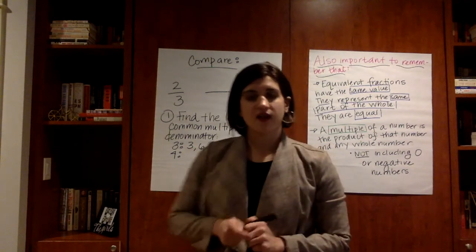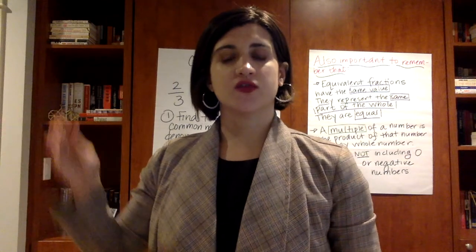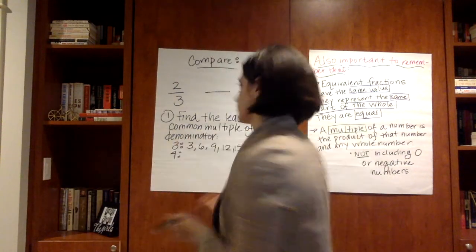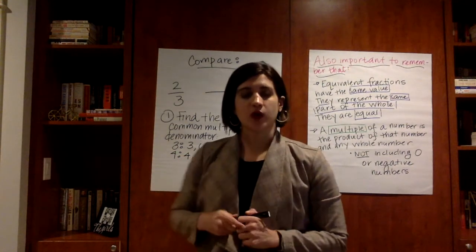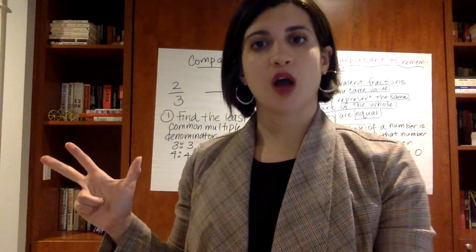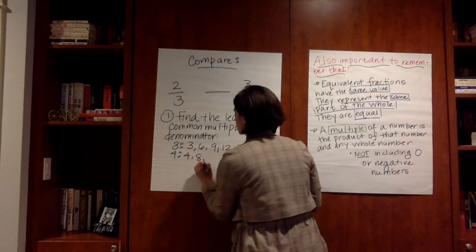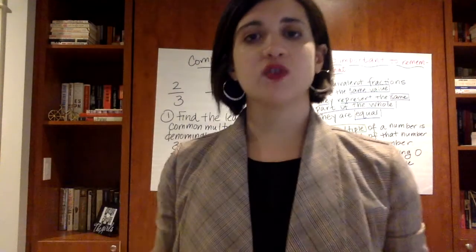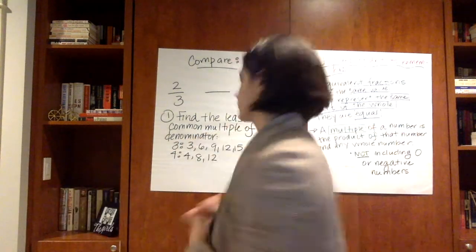And I ask myself, what are the multiples of 4? 4 times 1 is 4, so the first multiple of 4 is 4. And I keep going. 4, 8, 12. And I pause. Why do I pause? I pause because I realize I have found my least common multiple of 4 and 3. It is 12.